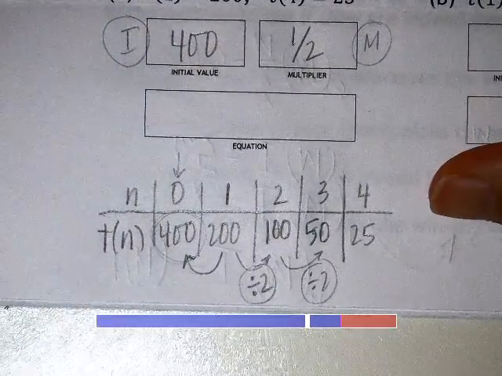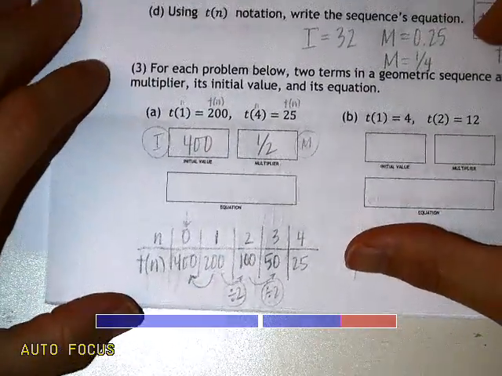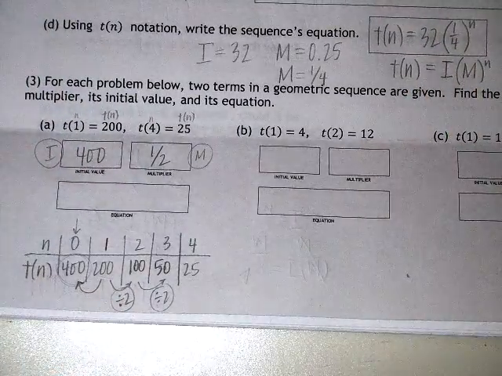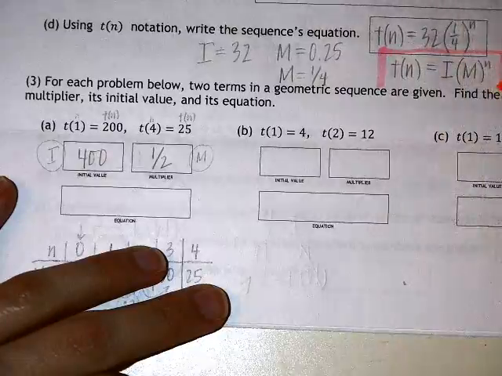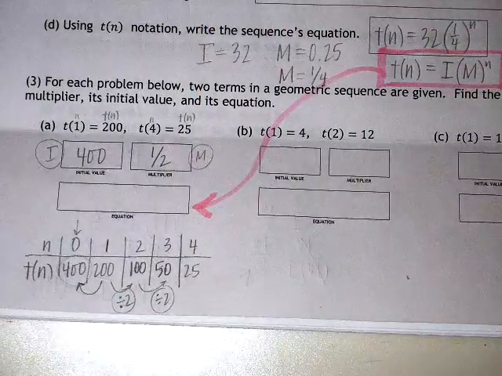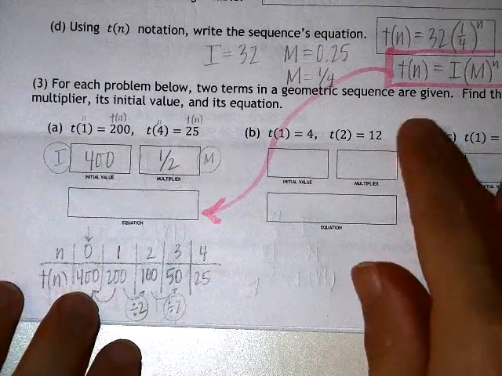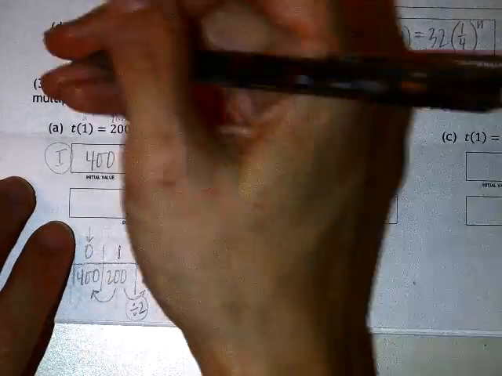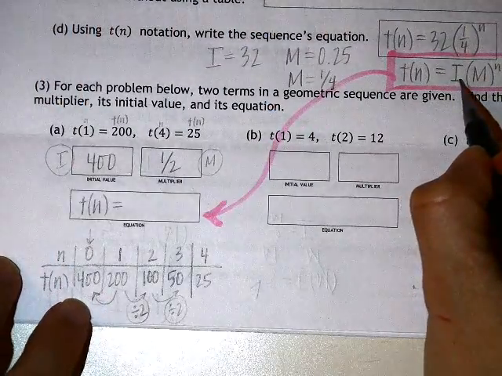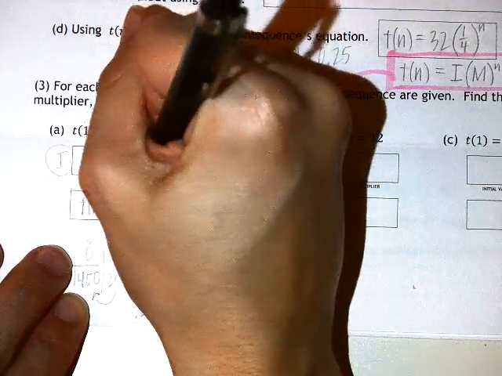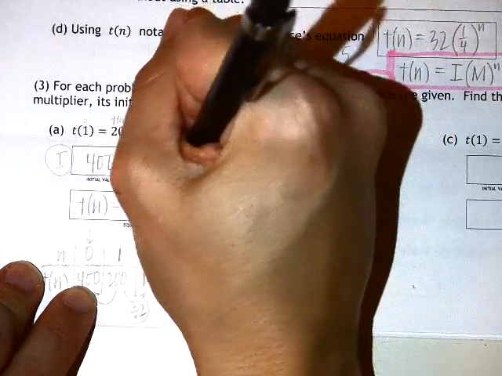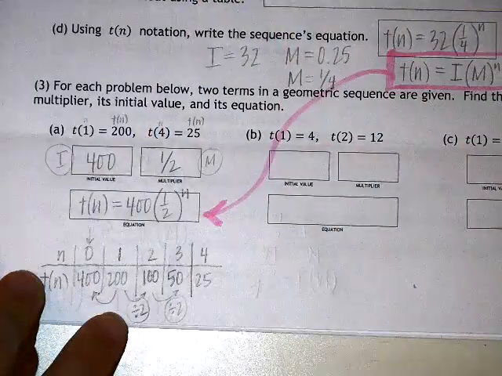And now I know that I can write my equation. I'm going to steal from the structure I wrote in a previous question. Remember this structure? T of n equals I times m to the power of n. I'm going to steal that structure for my equation here, and I'm just going to fill in the numbers that are specific to this problem. So T of n equals I, initial, that's 400, times m, multiplier, that's 1/2, to the power of n.